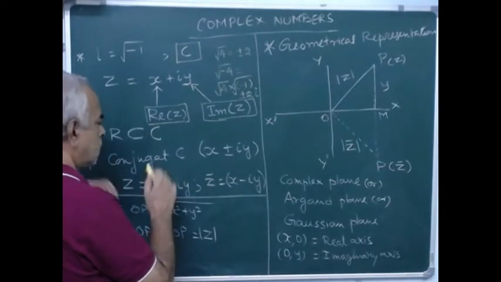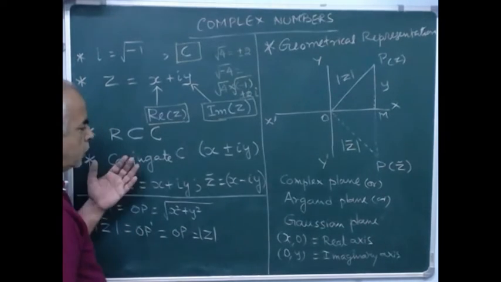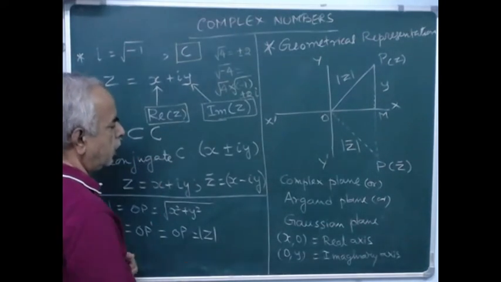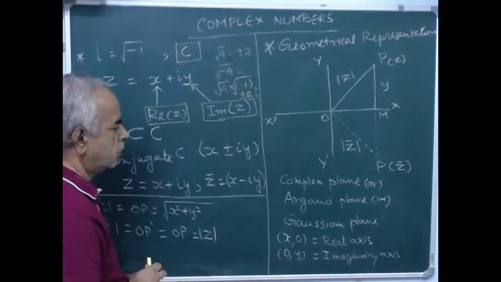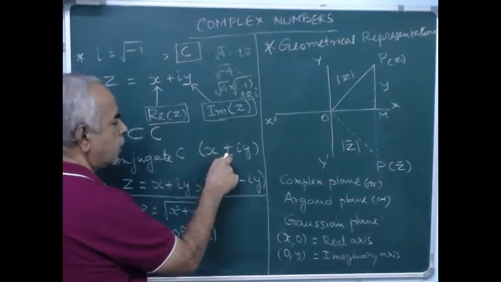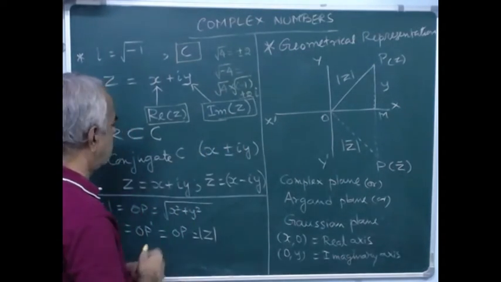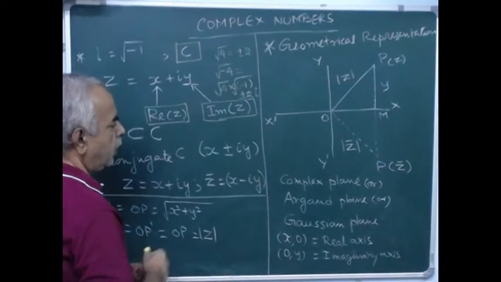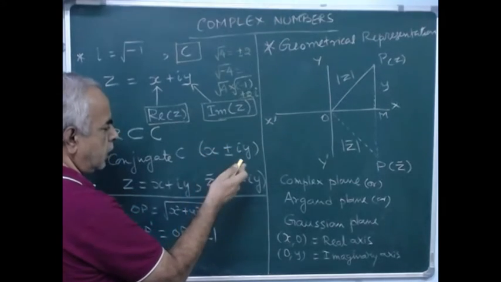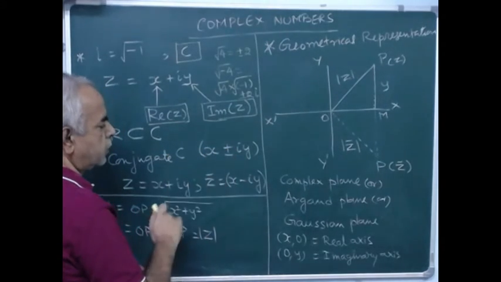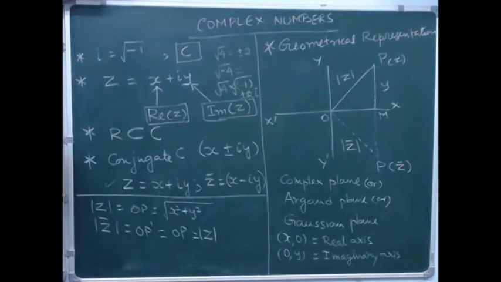Now let us discuss the conjugate of a complex number. For example, when I say x plus iy is a complex number, what is the conjugate? You have to change the sign. x minus iy is the conjugate of the complex number. And when you represent x plus iy by z, then its conjugate is represented as z bar, that is x minus iy. So that is what I have given here.